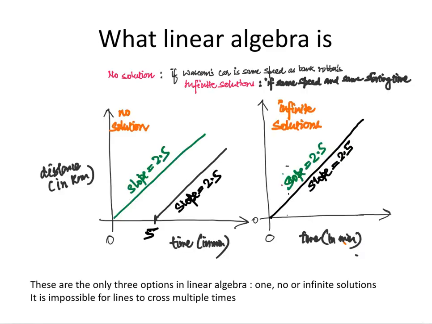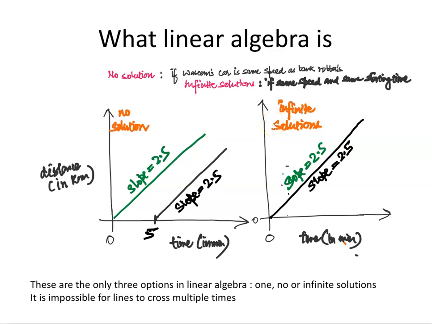So that was one of the possibilities, but it can also happen that Wasim's car has the same speed as the bank robber. You are seeing this first graph, where both the lines are parallel to each other, as the speed is the same for both. In this case, because they are not touching or intersecting, there is no solution.